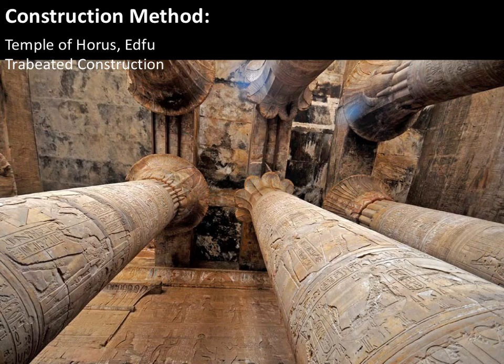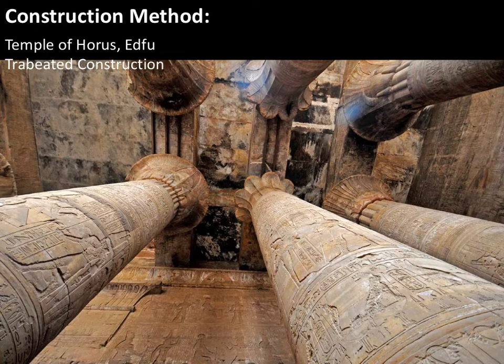Here we're actually looking up those columns, and you can see how close they are together. Now, the lintels themselves are rather weak. Stone will break if it's too long, so you have to have columns pretty close together so the lintel doesn't break. And that's one of the reasons why the columns are so close together.